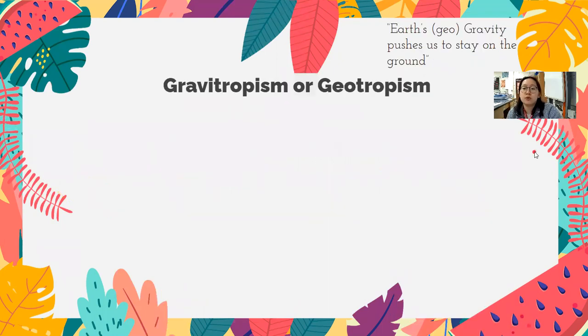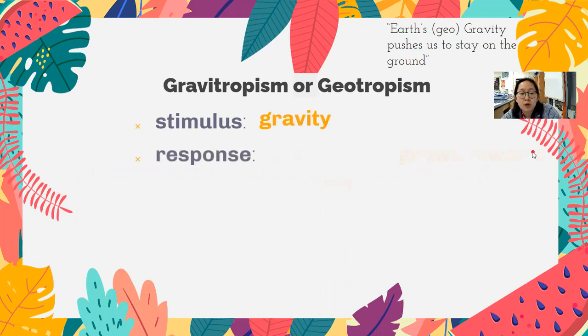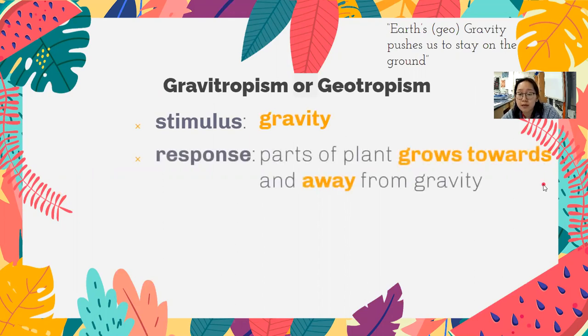Gravitropism or geotropism is based on the word that the Earth's geo, or gravity, pushes us to stay on the ground. And so the stimulus is going to be gravity. The response of the plants is that part of the plant grows toward and away from gravity. So the part that wants to grow towards or along with gravity is going to be the roots, right?